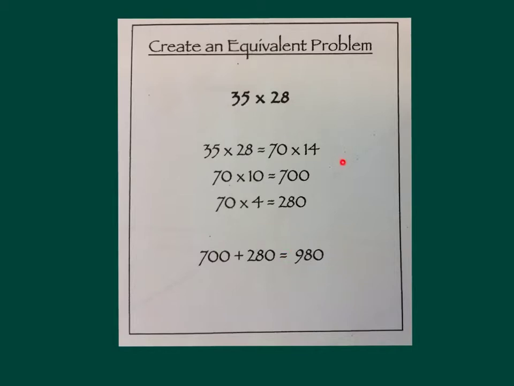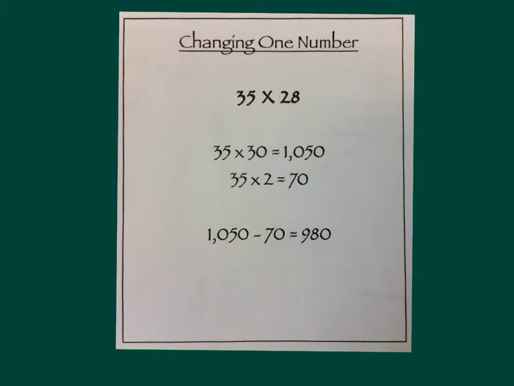And in just 3 short steps, maybe even 2 that they had to think about, they are able to answer a solution to the problem. Another strategy that you may have actually seen demonstrated in class is called changing one number. When changing one number, we look at the original problem. Again, in this case, it's 35 times 28.